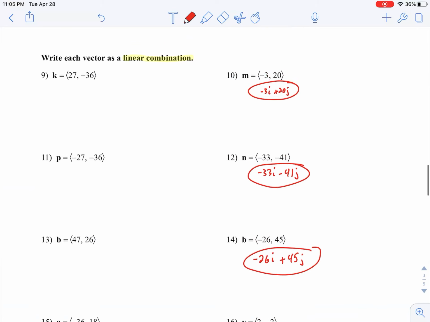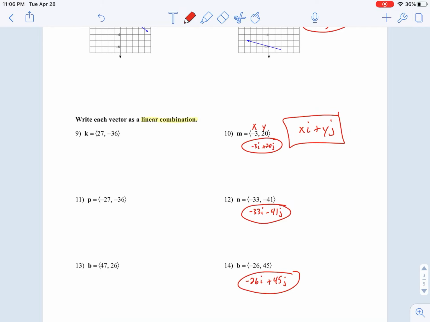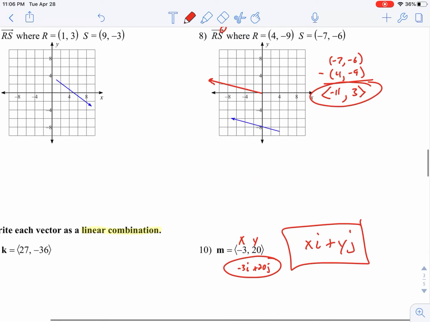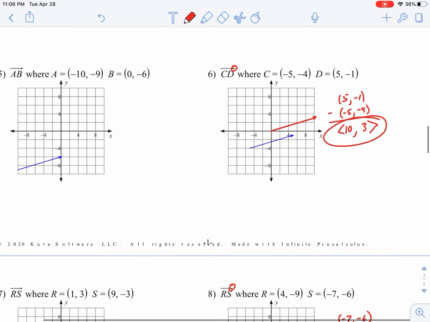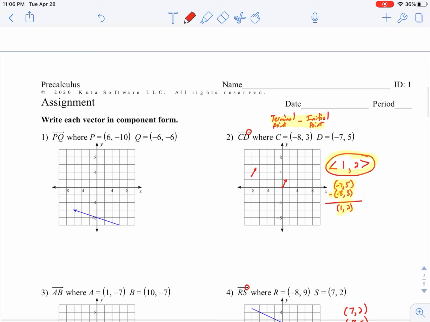So that's all there is to it. You just put the first number, the x value, in front of i, and the second number, the y value, in front of j, so it looks like xi plus yj, and that's how it's done. You're not calculating anything, you're not working anything out, you're just changing it from component form to this linear combination form. I could probably summarize and recap and re-explain, but I think you got it. It's not the hardest thing you've ever done.